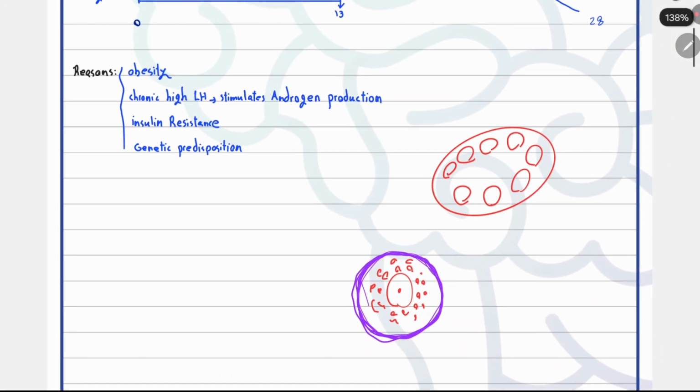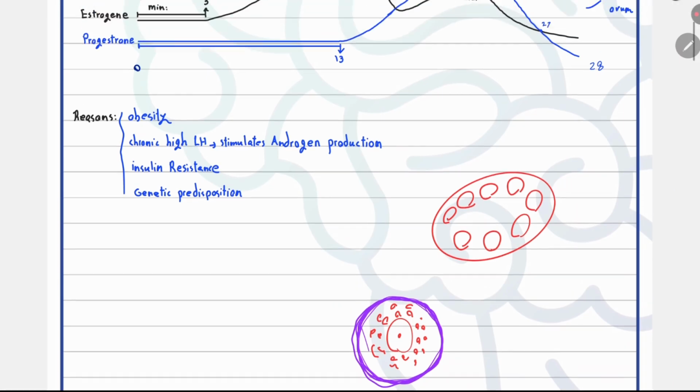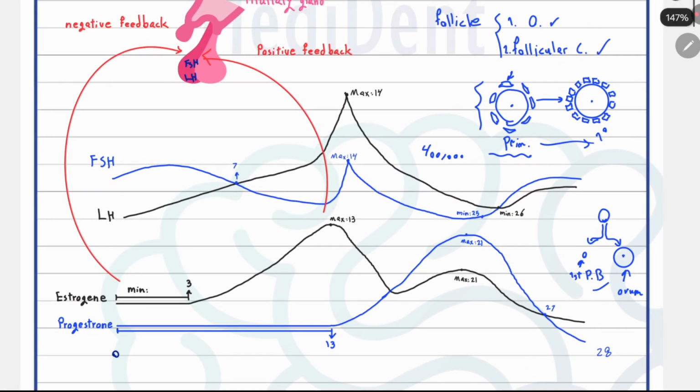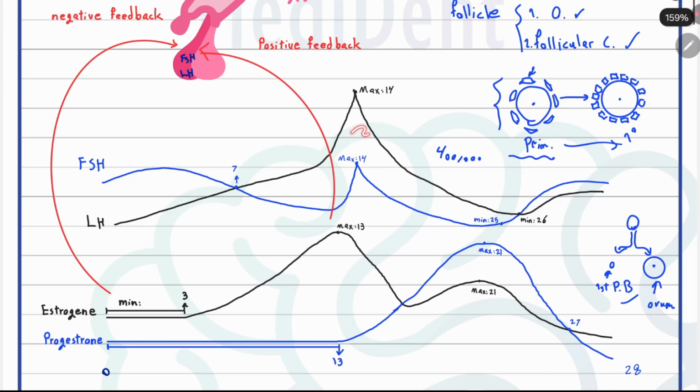Now we want to know why this condition happens. Come here. As I told you, for ovulation we need what? We need a high concentration of luteinizing hormone. But here we have a high concentration of luteinizing hormone for a chronic time, for a long period of time, but ovulation doesn't take place. Why? Because for ovulation we need two criteria.